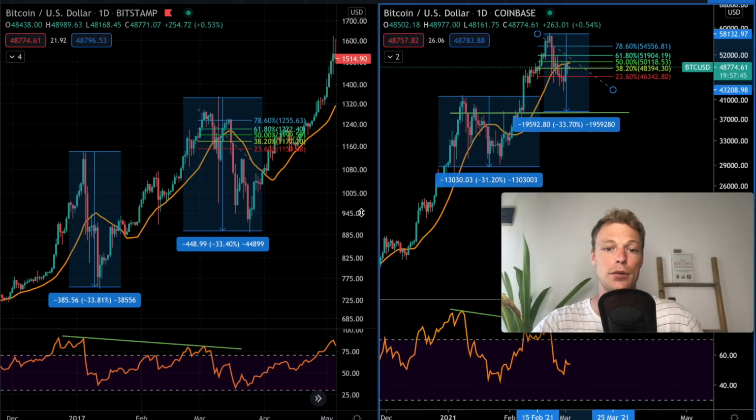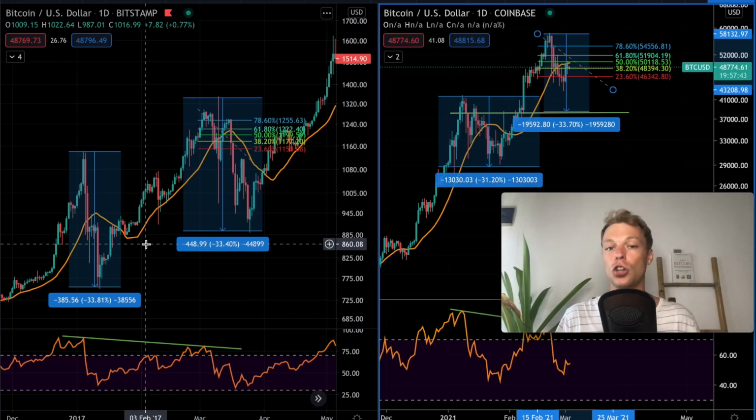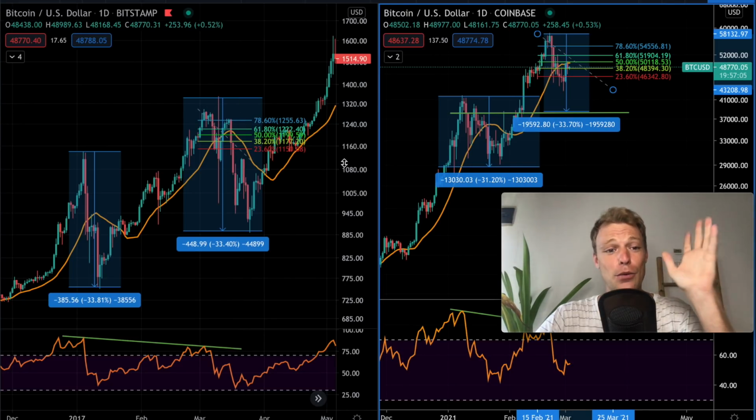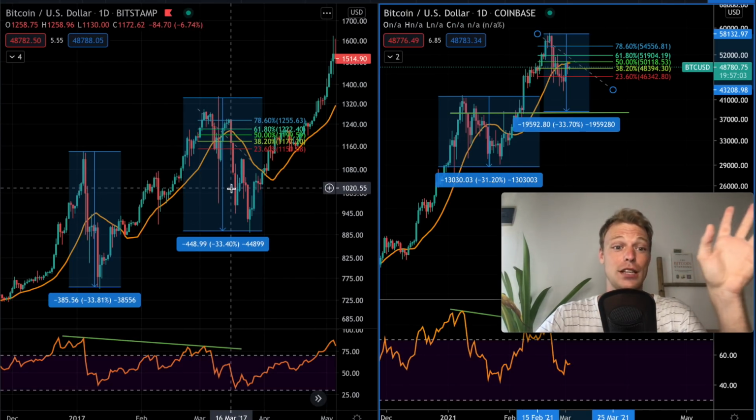If we are seeing similarities like such a fractal, it doesn't mean that this is a certainty this is going to play out. It's just really interesting, guys, to compare the price action that we are seeing right now in Bitcoin to price action that we have seen in the past of Bitcoin in similar market conditions and as well in similar time periods.